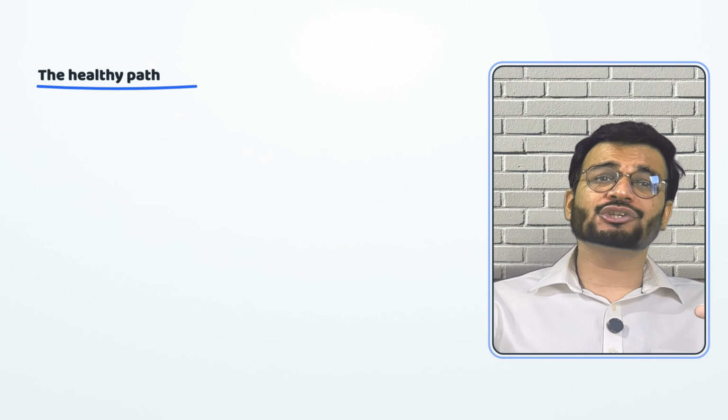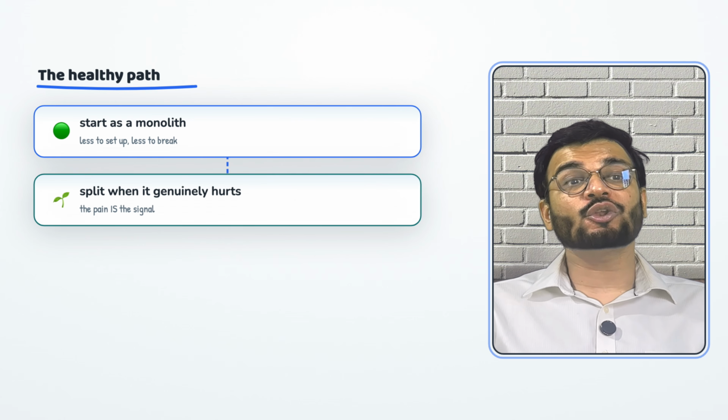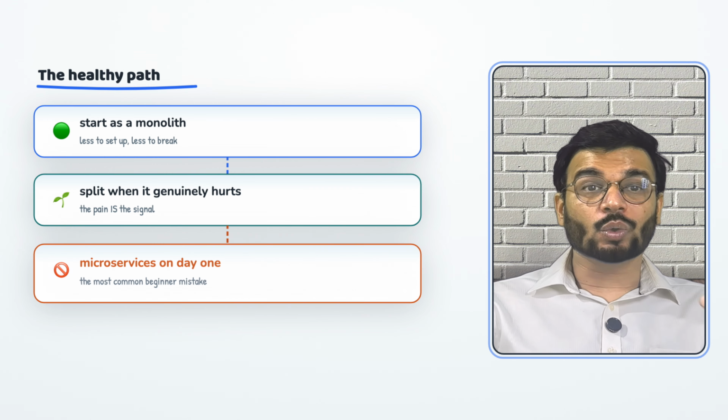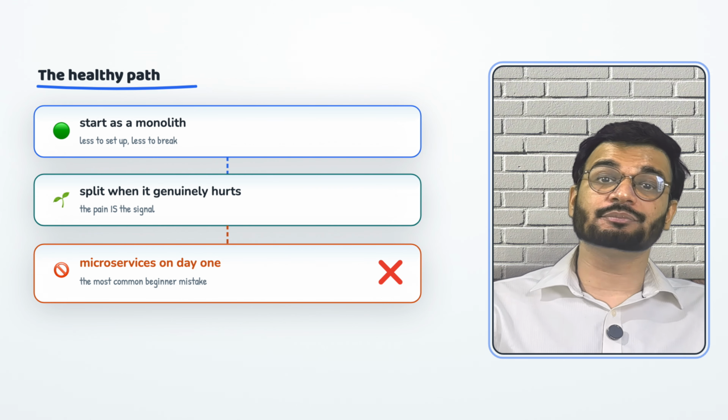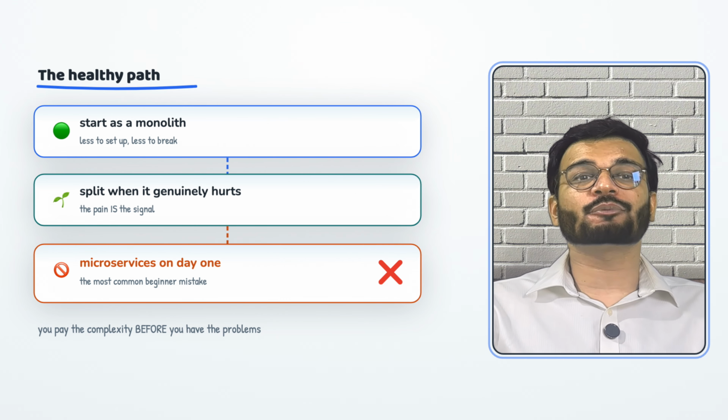Now, here's the wisdom the industry learned the hard way. Most projects should start as a monolith and only split into microservices when the pain of not splitting becomes real. Starting with microservices on day one is one of the most common beginner mistakes. You pay all the complexity cost before you have any of the problem it solves.